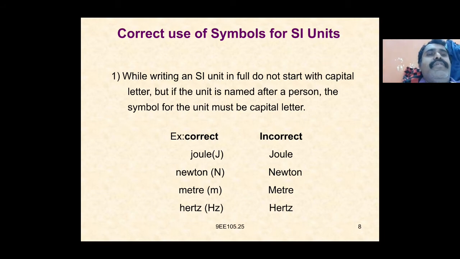So the correct example is joule. Units of joules, coulombs, newtons, that is force, meters, 1 meter, hertz, that is frequency. So first we have to write with small letters, not with capital letters.